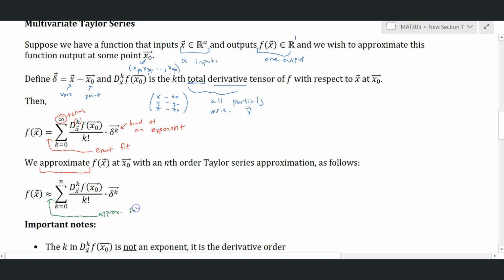Because, again, simply we can't have infinitely many terms. And we're going to stop at n terms. And with n terms, that will be an nth order Taylor series approximation. So the bigger n is, the more terms we'll have, the better the fit we'll get.